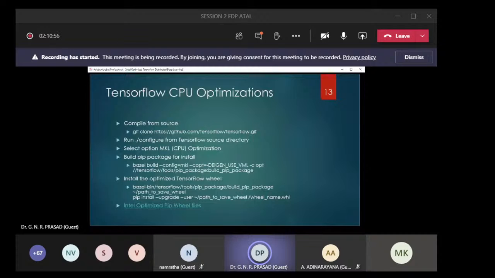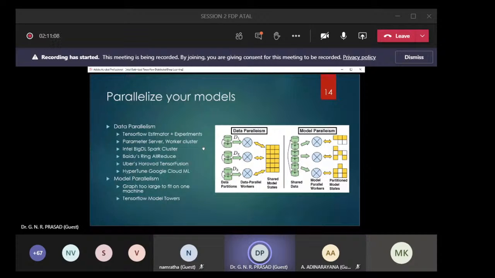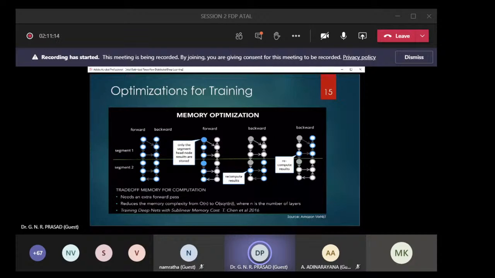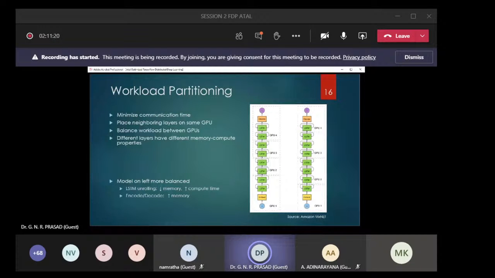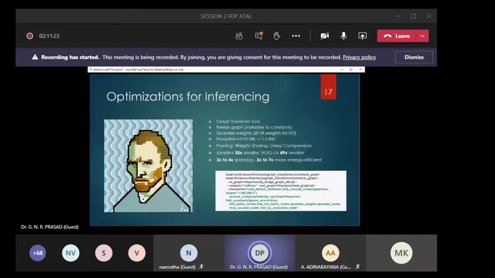TensorFlow CPU optimization: compile from source and run. This is the way we can do the processing. Parallelizing your models, with data parallelism and model parallelism, is one technique. Optimization for training is the way we can optimize the entire pipeline. Partitioning of workloads is one technique. Optimizations for inferencing is another technique.